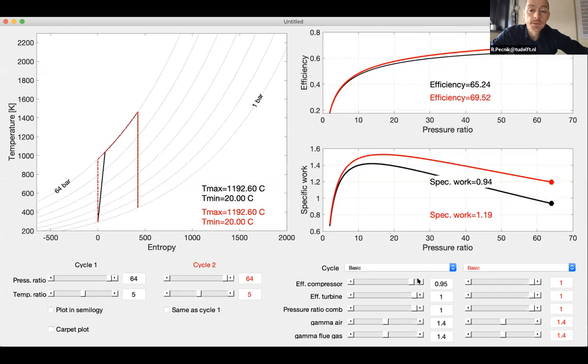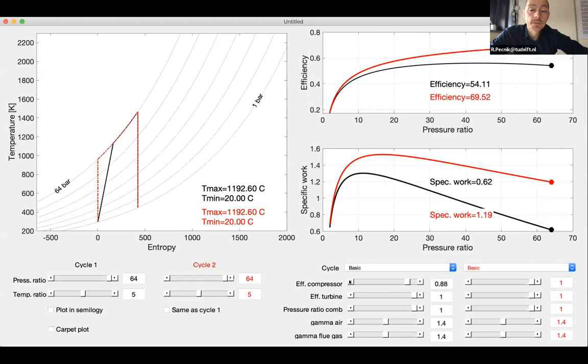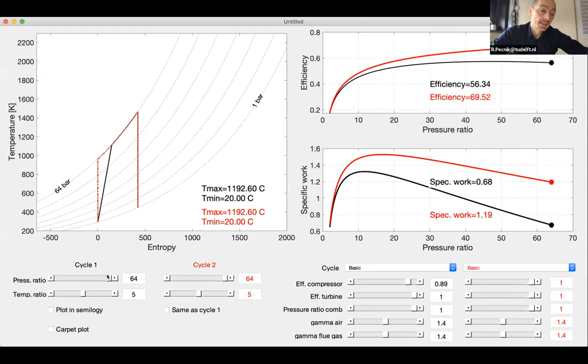I go up further. So you see that for a high pressure ratio cycle, the efficiency of the compressor is very important. On the other hand, if I have cycles with a low pressure ratio, the efficiency of the compressor doesn't have a lot of effect.